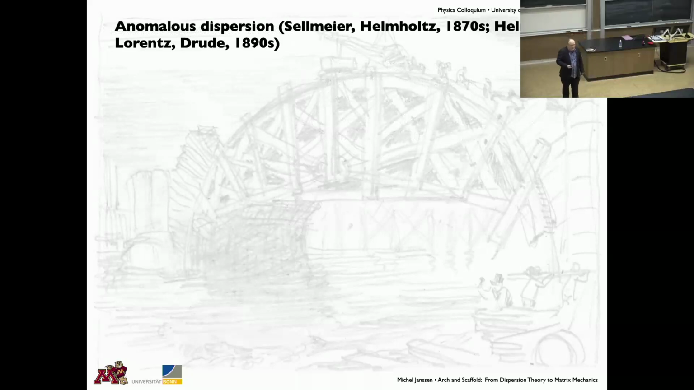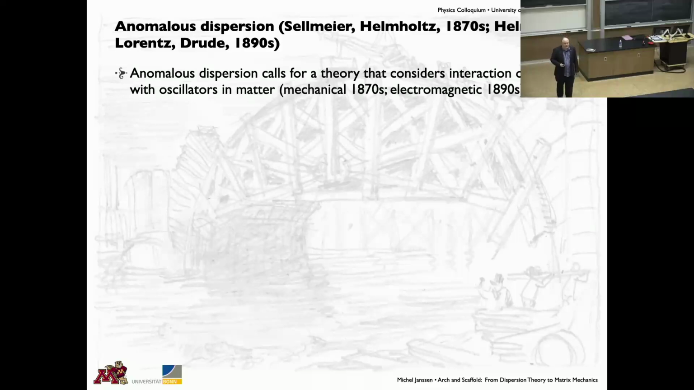And so Walter Sellmeier in particular proposed one of these theories that was then picked up by Helmholtz. And basically, what they realized was that anomalous dispersion calls for a theory that involves resonators inside these transparent media. Initially it was done purely in mechanical terms, and then, with the acceptance of Maxwell's theory in the 1890s, it was redone in terms of electromagnetism. It's done by Lorentz, Helmholtz himself, and by Drude.